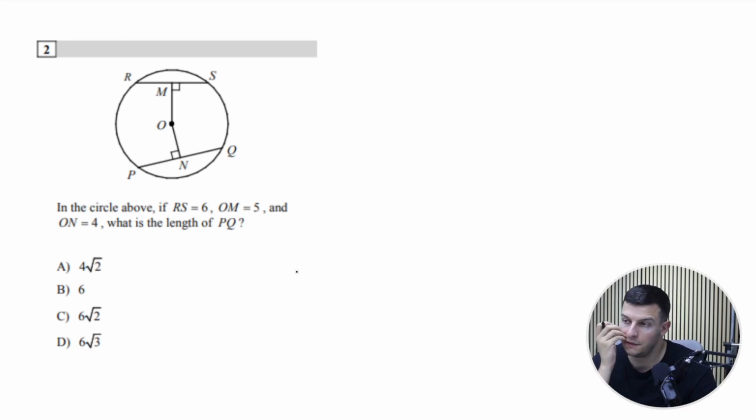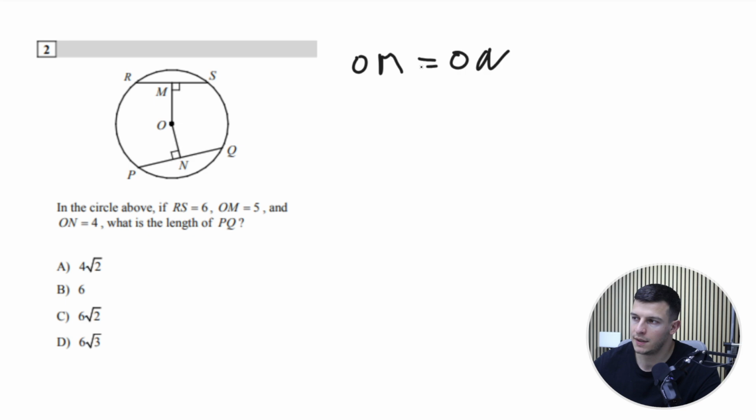Okay, now this might confuse you because we just saw a similar theorem, but this is not according to the theorem. Why is that? In a circle above, if RS is 6, OM is 5, and ON is 4, what's the length of PQ? The theorem we talked about was for the case where OM is equal to ON, but it's not in our case. So OM is 5, ON is 4. What is the length of PQ?